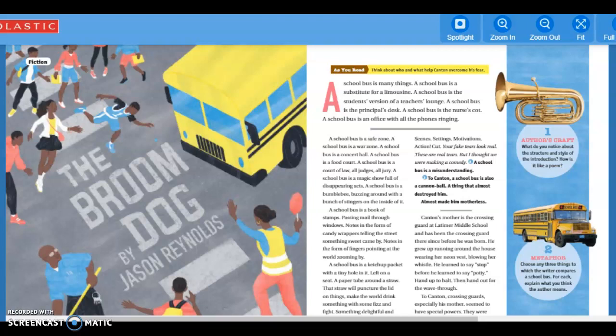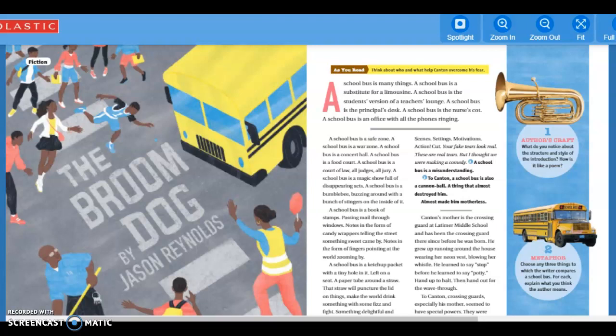I have spent some time reading through the Broom Dog, and I would like to spend some time discussing some of the things that I think are important for the comprehension questions that you are going to be answering for this assignment. So if you want to go ahead and open up your comprehension questions document that you're going to be responding on and uploading back to your teacher as your assignment for this lesson, you might want to do that so that it'll be easier for you.